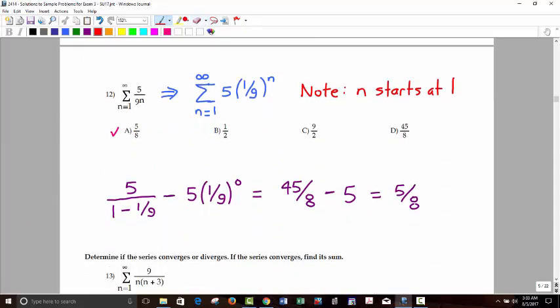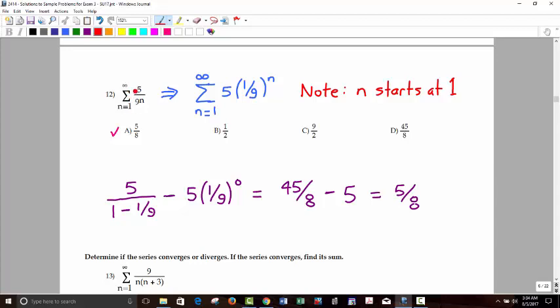Number 12. All right, very important here. As I wrote, n starts at 1 here. Very important. Now, I've seen different ways to sort of do this. This is one way I do it. I've seen people put the value 1 in there, and I'll show you here. I'll explain that to you in a minute.